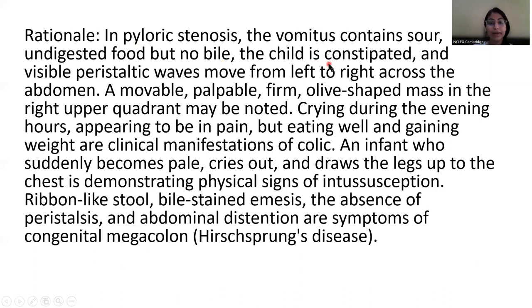The child is constipated and visible peristaltic waves move from left to right. It is a very particular feature of this condition. So left to right peristaltic movement, and there will be a movable, palpable, firm olive shaped mass in the right upper quadrant. Okay, so in a patient with pyloric stenosis, there will be a mass that will be olive shaped, which will be palpable. So peristaltic movement, palpable olive mass, and vomiting without bile is a feature of pyloric stenosis.